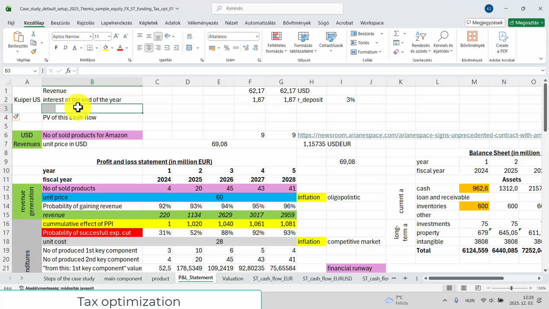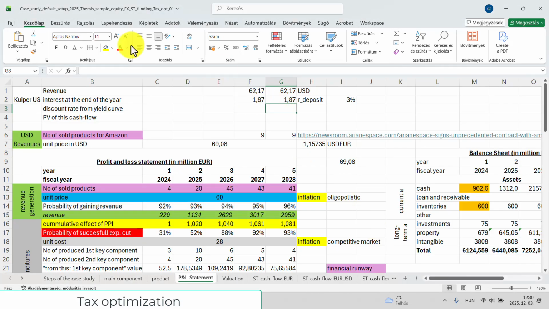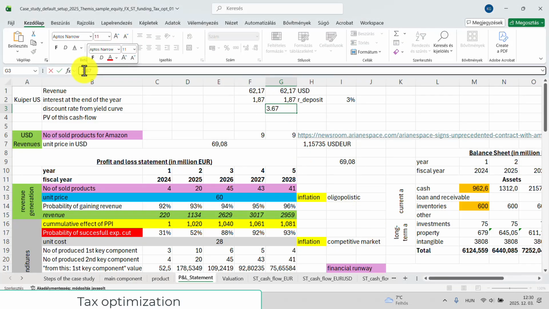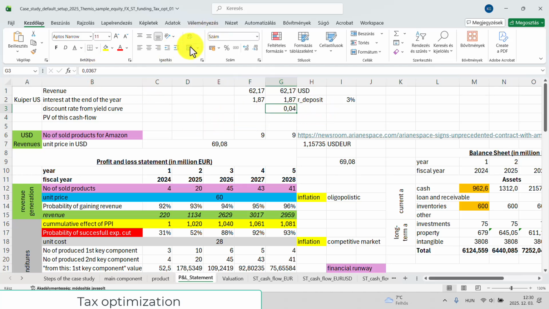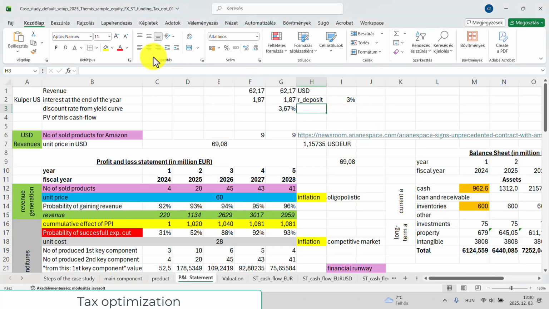But before doing the present value, we need the discount rate from the yield curve. So we are in the fourth year. Okay, right now we don't have it, but okay, let's pick up the fifth year. So this is only for the US. Let's add the source of the data.